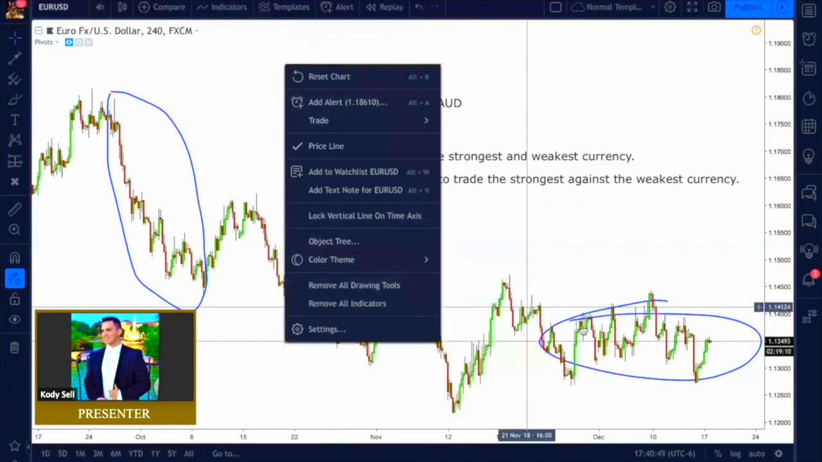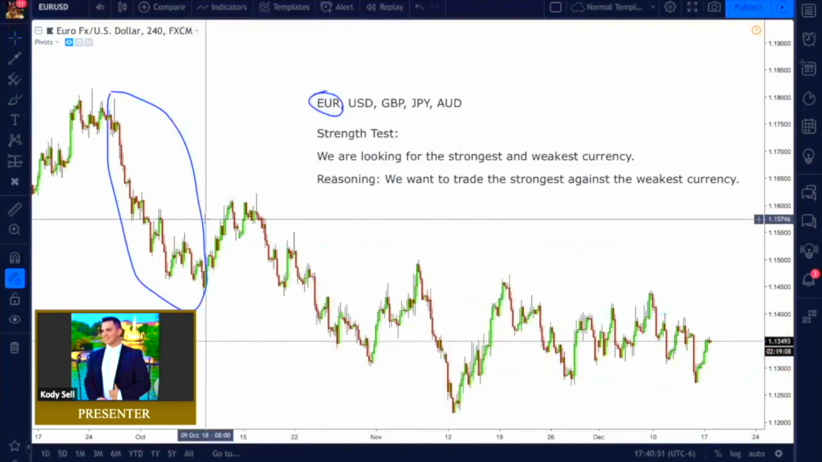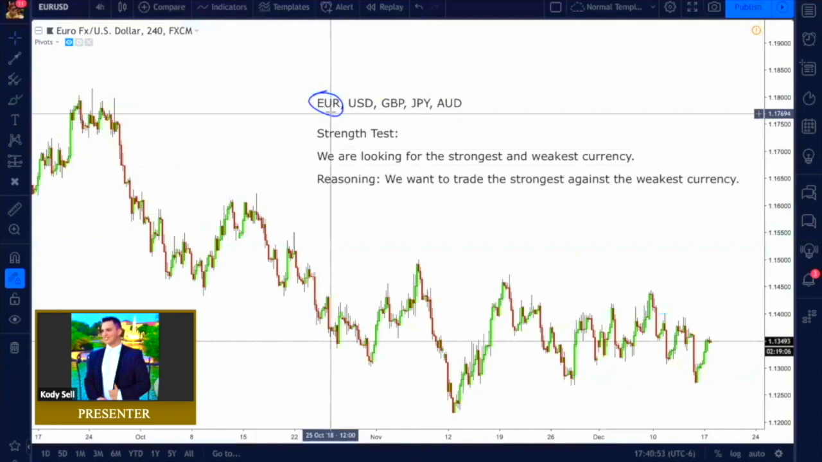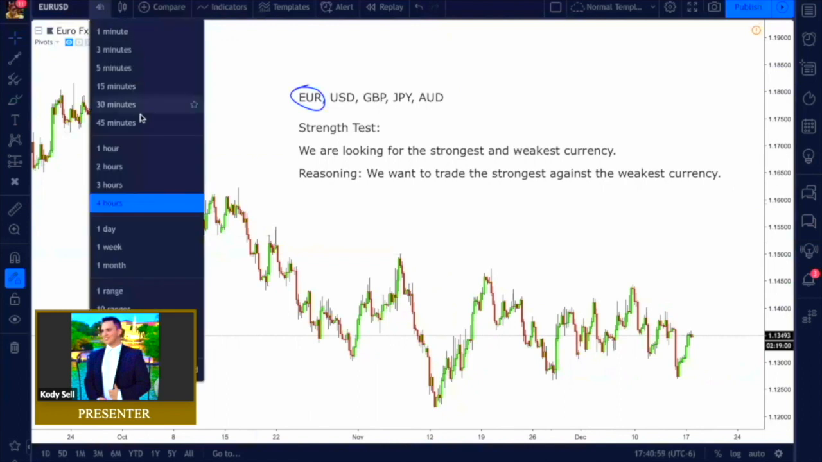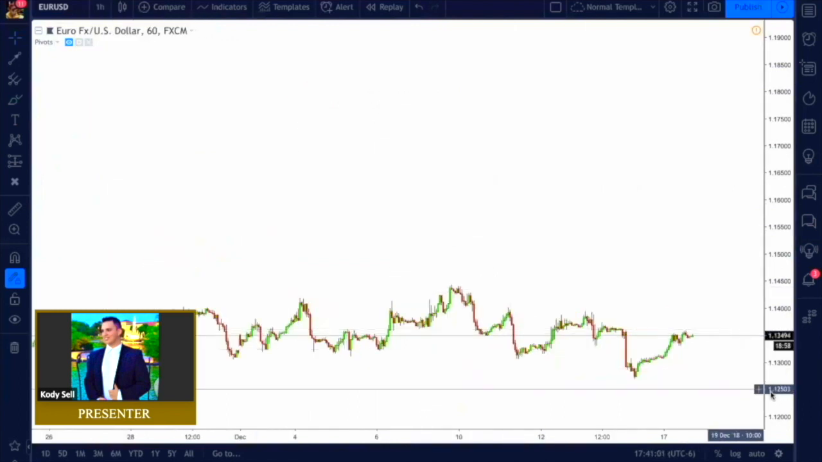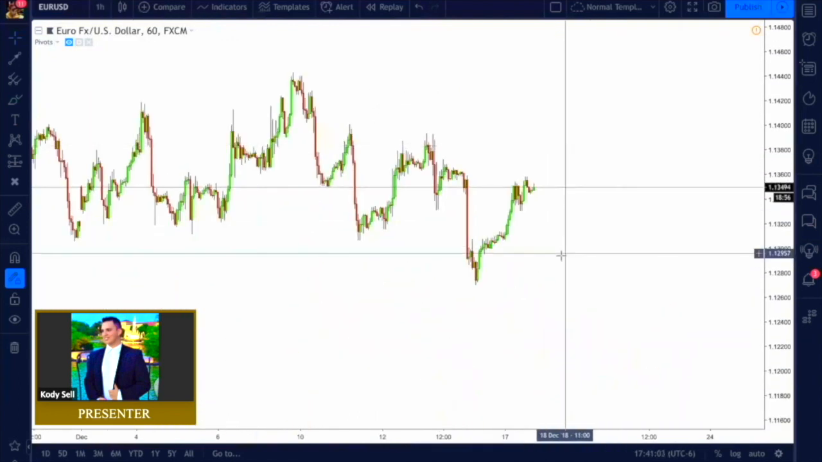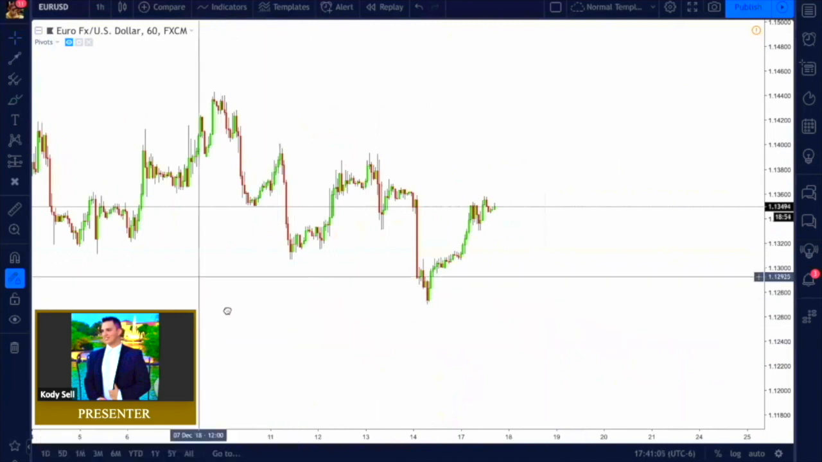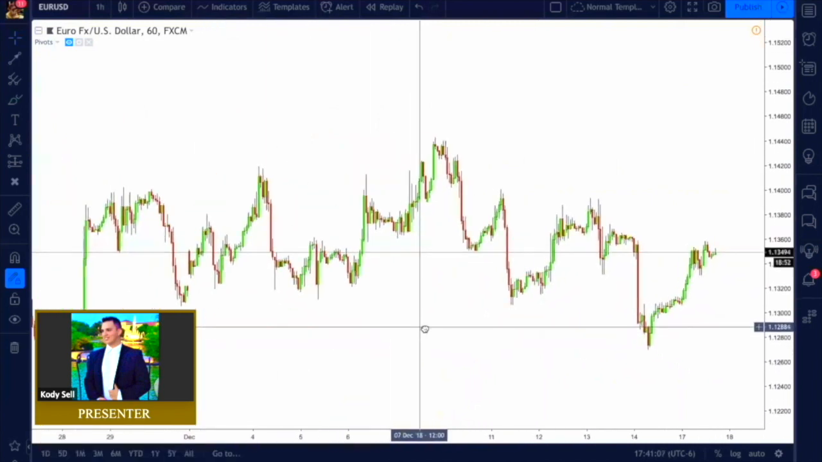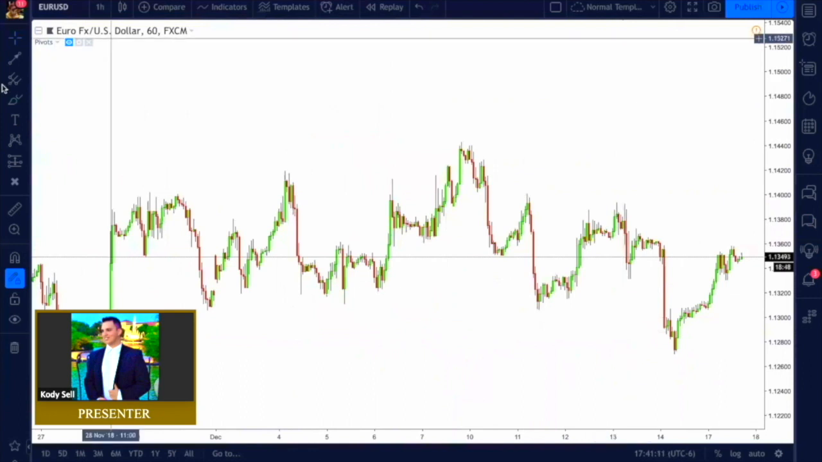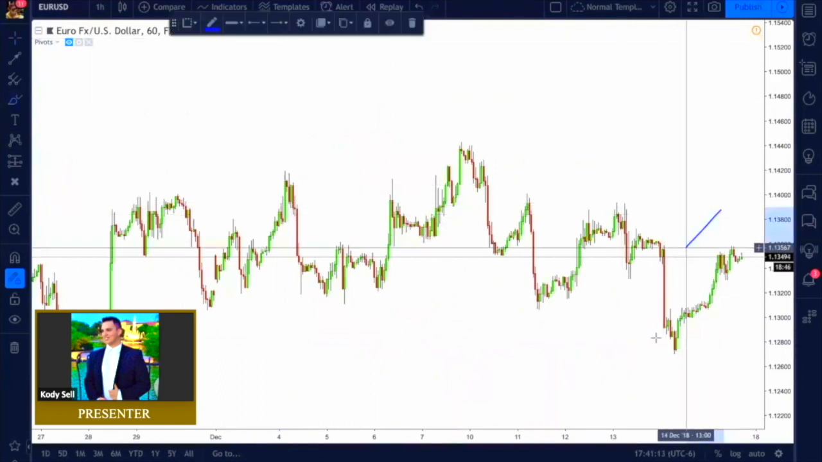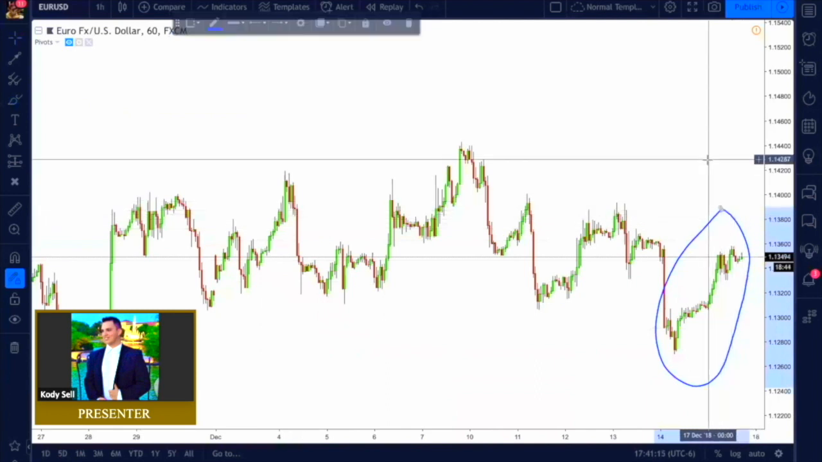Now, let me just remove this and this, and okay, we're looking at the euro. 4-hour time frame. Let's do the 1 hour time frame. Okay, so the 1 hour time frame on euro USD, are we bullish or bearish? Well, short term, we are bullish. So let's just say we're looking short term.